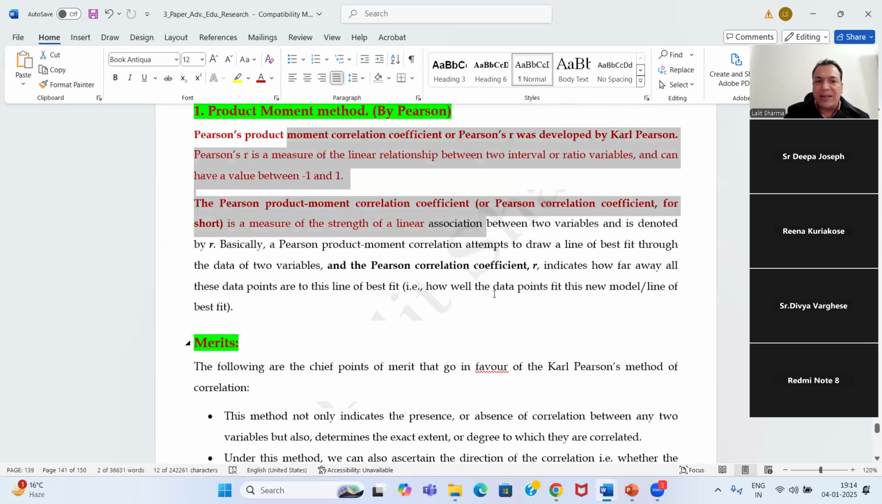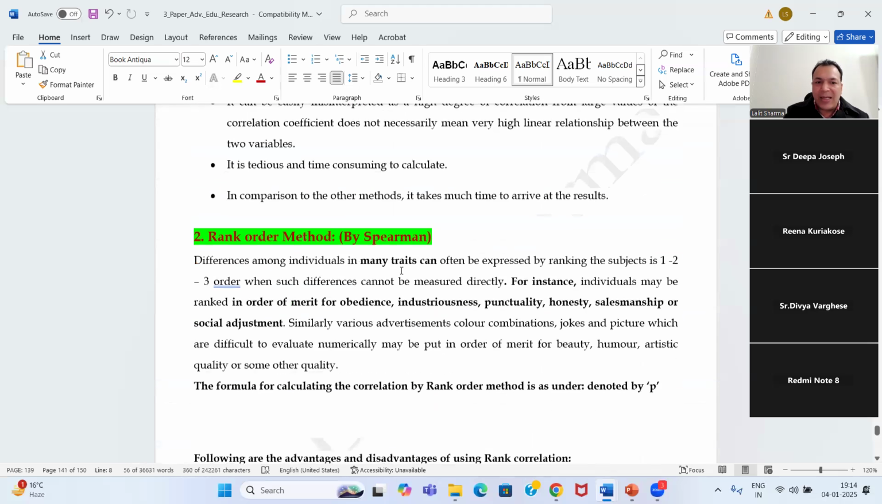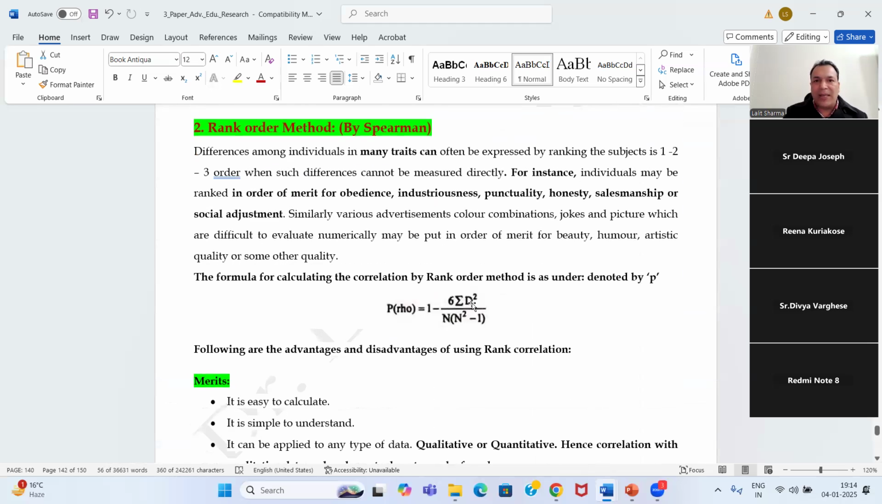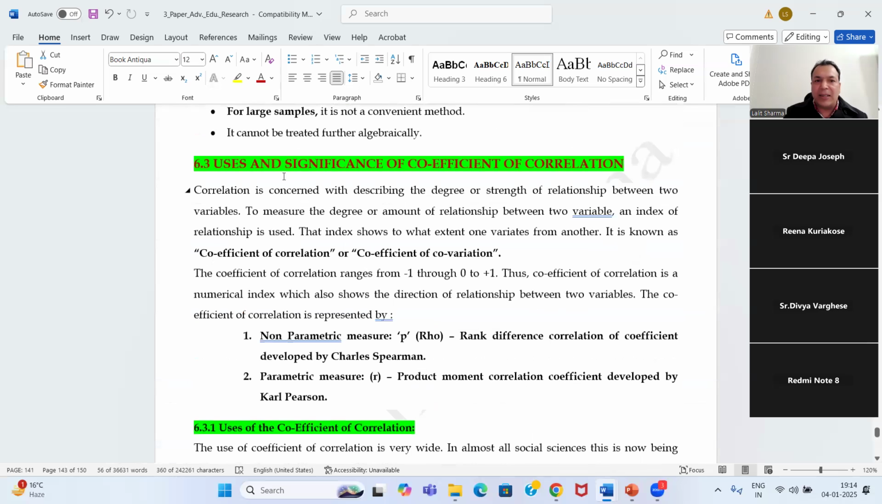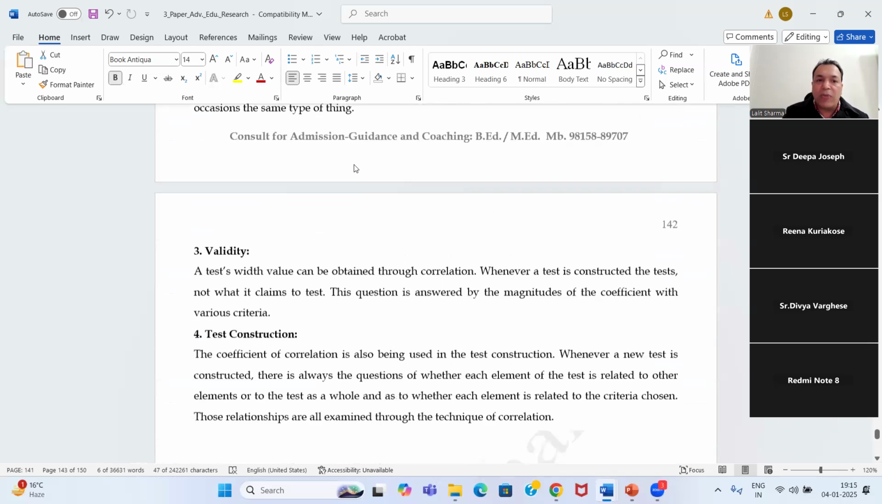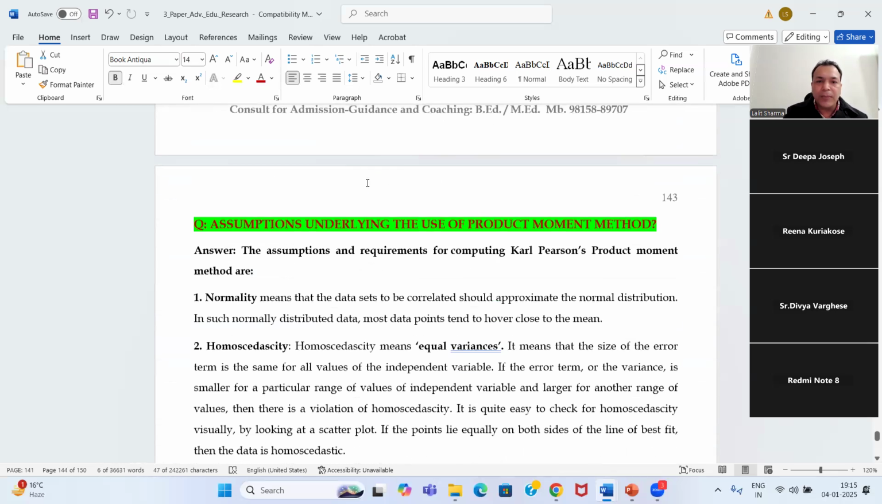Look, product movement is written, merits and demerits. Rank order method Spearman is given, whose formula is 1 - 6 sigma d square divided by n square minus 1. Merits and demerits are written. Then uses and significance of a coefficient of a correlation. And if you remember in part 1, I have discussed coefficient of a correlation. Uses of coefficient of a correlation.